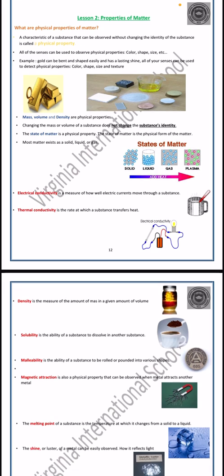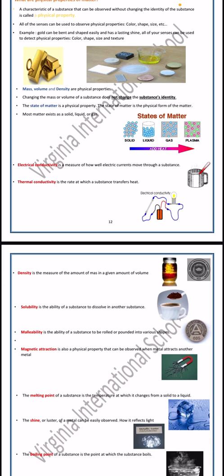The first one is electrical conductivity. What's electrical conductivity? Electrical conductivity means that this object conducts, meaning transfers, electricity, which means that this matter allows the electricity to pass through it. So electrical conductivity is a measure of how the electric current can move through the substance. Can it move through the substance? Yes or no? This is electrical conductivity.